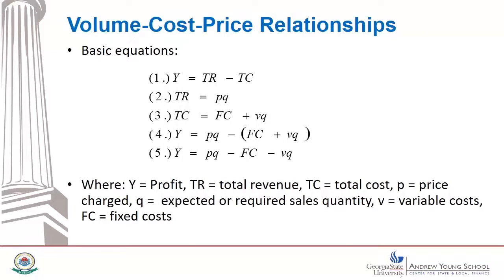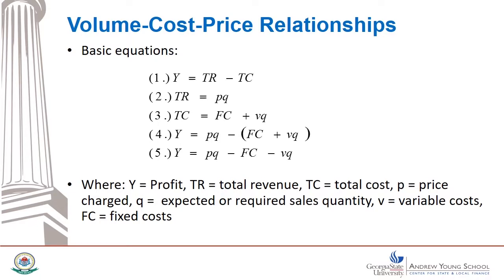The volume cost price relationship lends itself to a little more complicated set of equations. Let's explore them. Each of the letters in the equation stand for certain variables. Y means profit target, the amount you want to earn above costs. TR stands for the total revenues. TC stands for the total costs. Small letter p means the price charged.